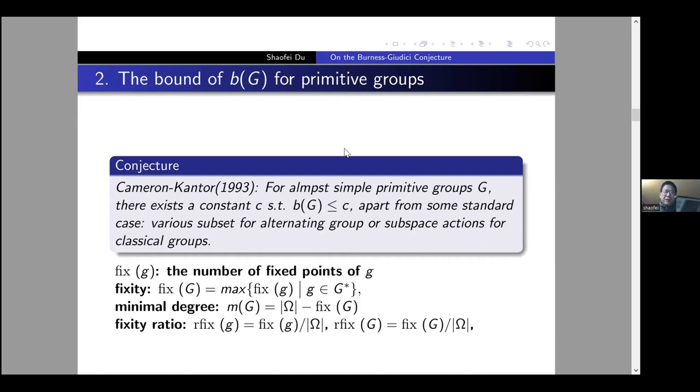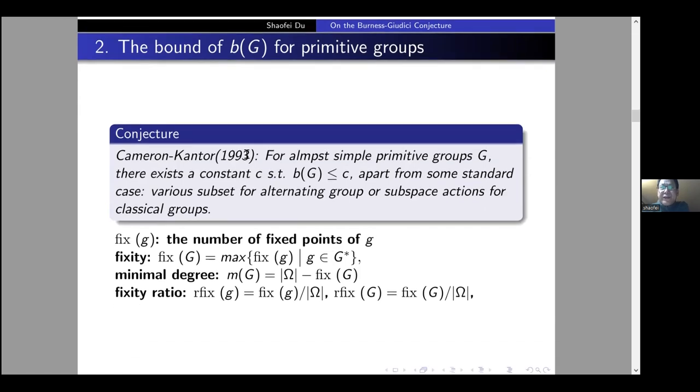Let's talk about some bounds for the b(G) for a primitive group. So in 1993, Cameron and Kantor made such a conjecture. For almost simple primitive group G, we have a constant C such that b(G) is no more than C. This is a conjecture. Of course, apart from some standard cases. What do standard cases mean? Some subset actions for the alternating group or subspace actions for classical groups. There are some classical groups acting on some standard subspaces that cannot have such properties. Generally, you have such properties.